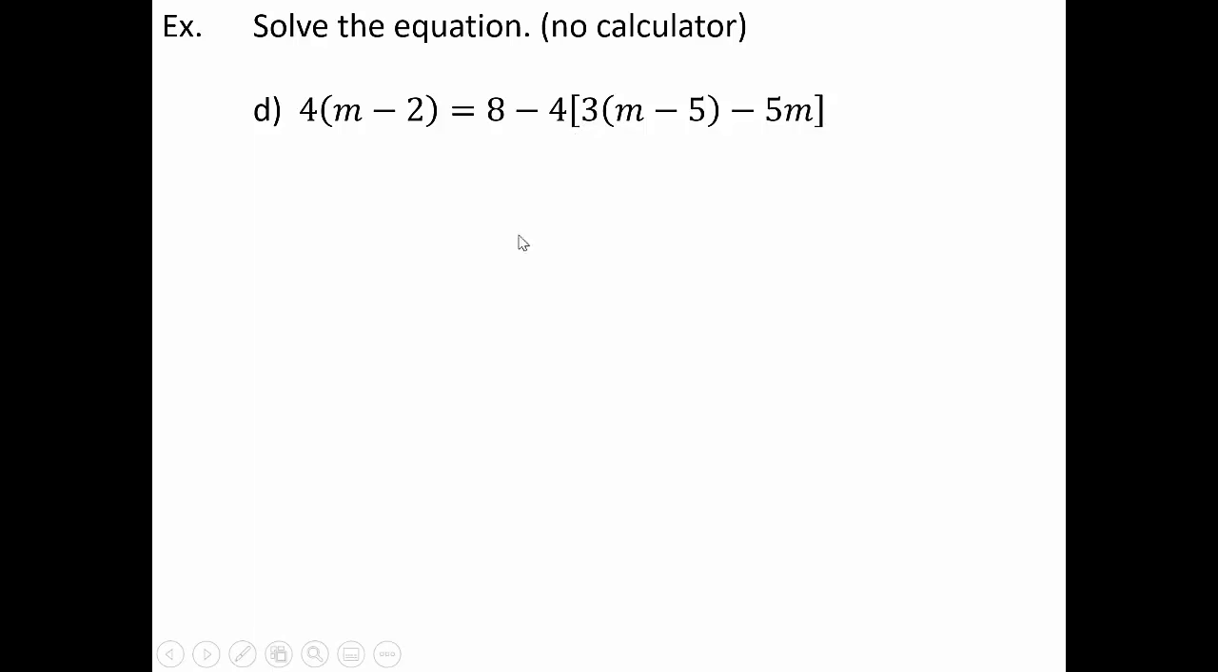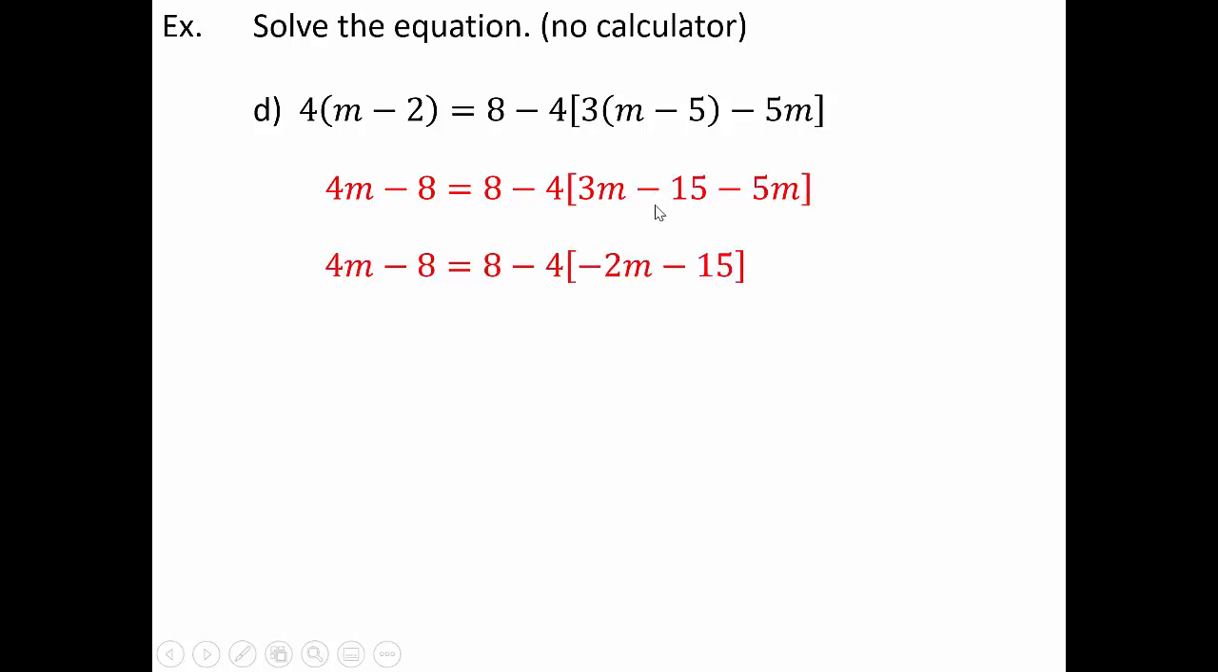I'm going to start by simplifying the innermost portion of the problem. That would mean simplifying this 3 times m minus 5 first. Then within that bracket area, I can combine like terms, and I get negative 2m minus 15. Then we'll go one step out, and I see that negative 4 right on the outside.